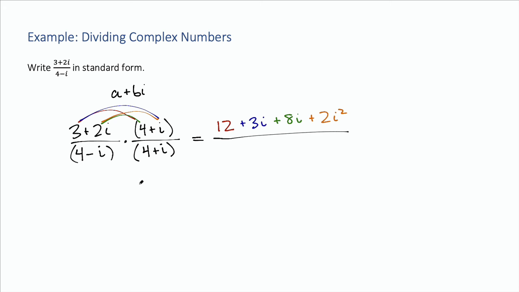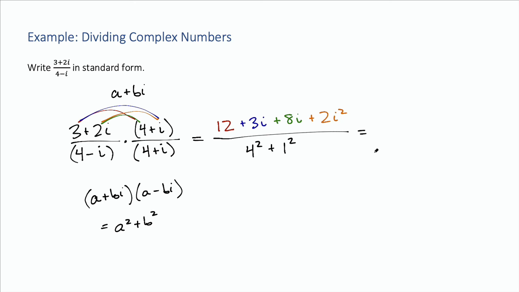Okay, in the denominator, we have 4 minus i times 4 plus i. Notice that this is, again, we're multiplying conjugates here. And we know that when multiplying conjugates, a plus bi times a minus bi, you can go through and do the work, but the quick trick is that this is equal to a squared plus b squared. Okay, so we're going to go ahead and do that here. a is 4, so this is 4 squared, plus b is 1 squared.